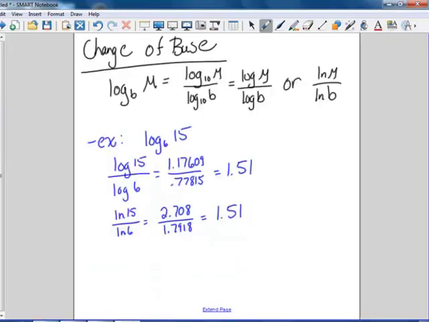Do a little check of that. What is 6 to the 1.51 power? You should be getting about 15. Maybe 14.9 something or 15.0 something, but pretty much right about 15. If I kept more decimal places, it would be more accurate.